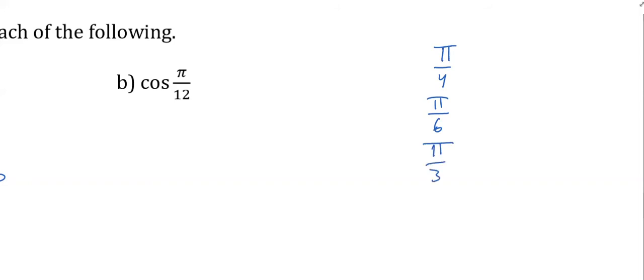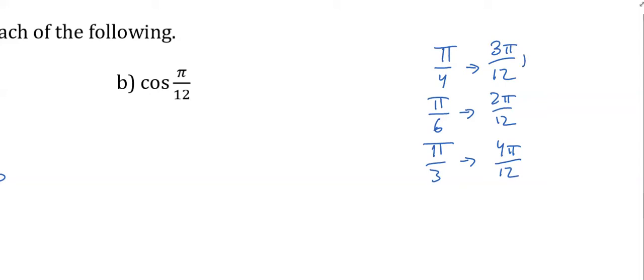So those three, which works out to, because we want to turn them into 12s, because all the questions that we're working with right now are going to be over 12. Okay, so this is going to be 3 pi over 12. This one is 2 pi over 12. This one is 4 pi over 12. You can use those and any multiple of those.